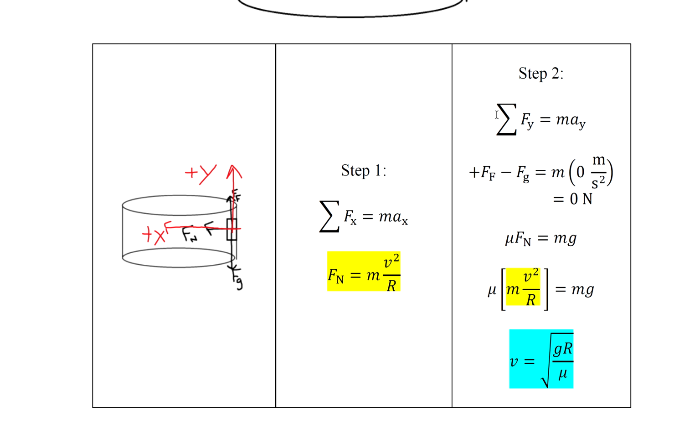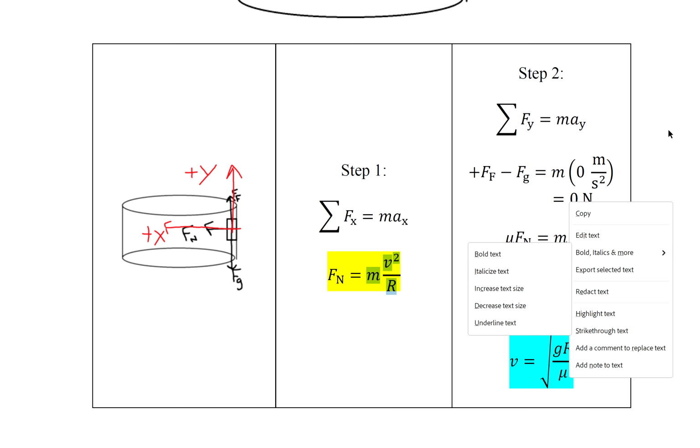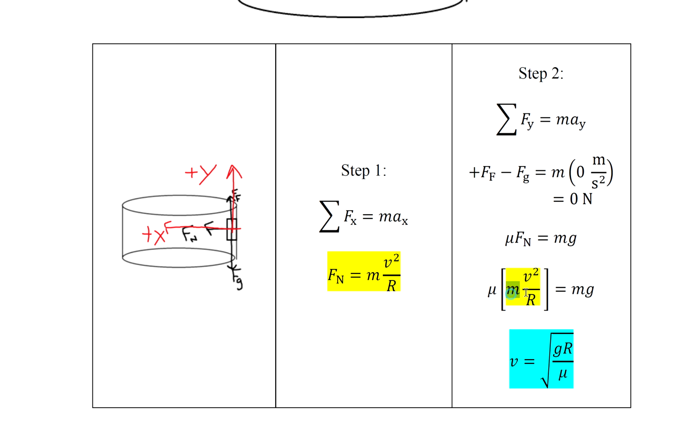Step 2, use the equation sigma F sub y equals m a sub y. So force of friction up minus force of gravity down is equal to 0 because the object isn't moving up and down. Force of friction is mu Fn. We determined what Fn is, so we substitute it. And we solve for v.